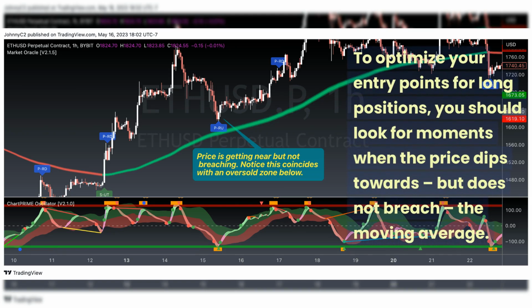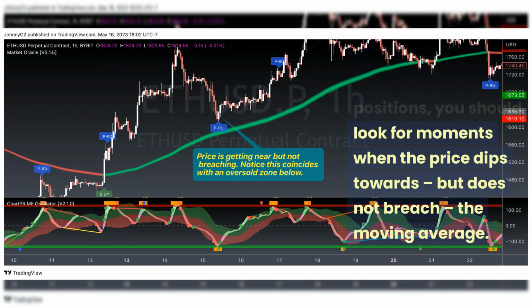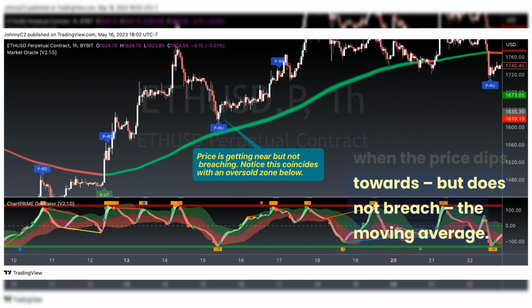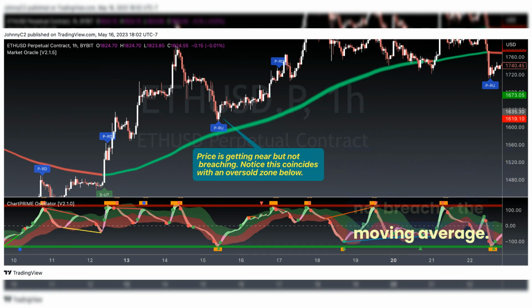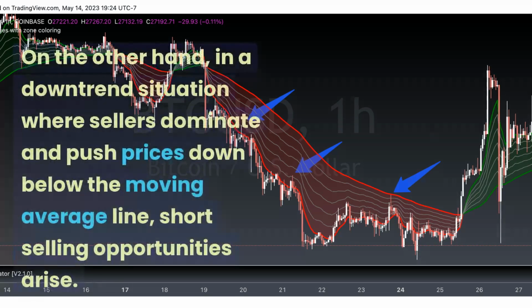To optimize your entry points for long positions, you should look for moments when the price dips towards but does not breach the moving average. And you can see here in the diagram that where the price approaches the moving average is also where the underlying oscillator approaches an oversold zone.